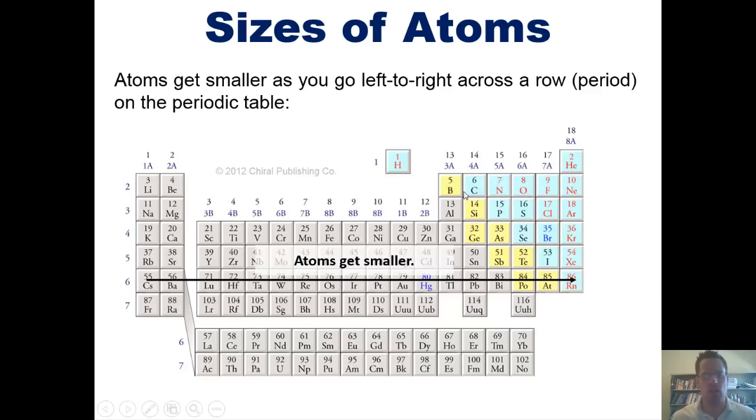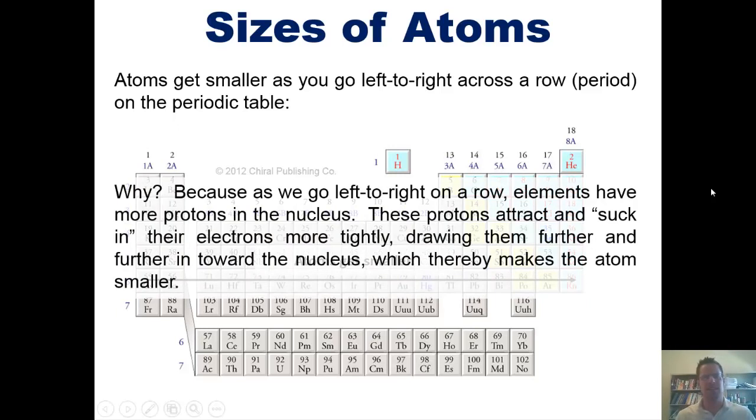So you might be tempted to think, well, oxygen should be bigger than nitrogen, and nitrogen should be bigger than carbon because you're getting more electrons. So as it turns out, it's the exact opposite. Oxygen's smaller than nitrogen, which is smaller than carbon, which is smaller than boron.